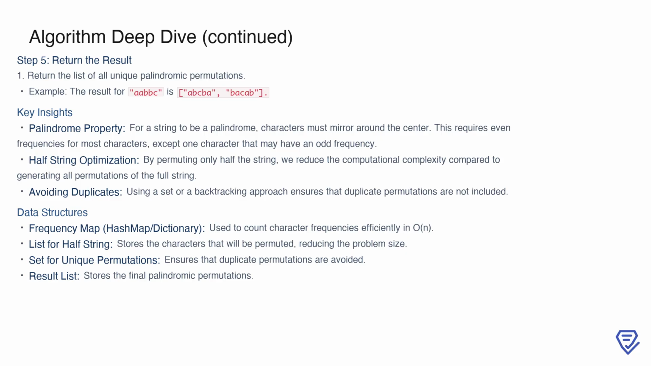Finally, we return the list of all unique palindromic permutations. In the case of aabbc, the result would be ABCBA, BACAB. This approach ensures that we systematically generate all possible valid palindromes while avoiding duplicates.